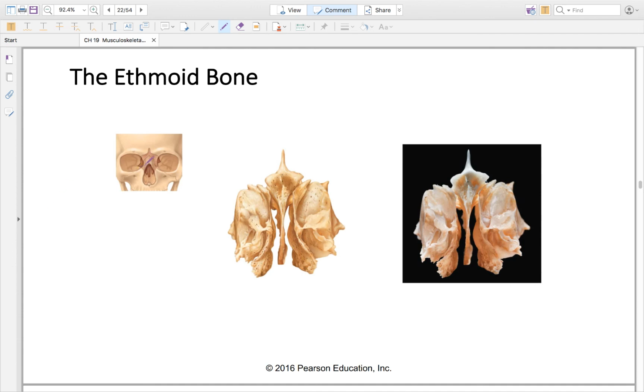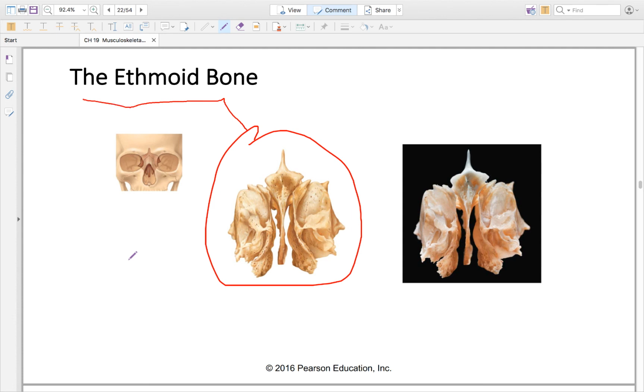The ethmoid bone. The ethmoid bone sits in your nasal cavity, and it makes up part of your eye socket as well, and it looks sort of like a little walnut. That is the ethmoid bone. So with these certain bones that I'm pulling out, we need to know what they look like individually on their own and where they are in the skull as well.